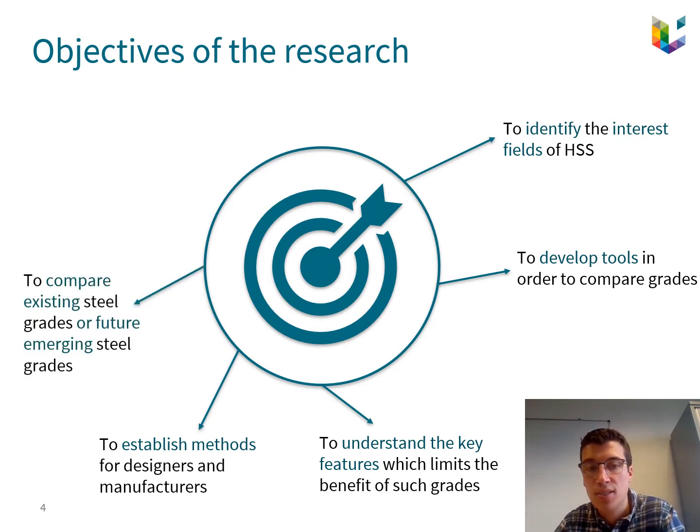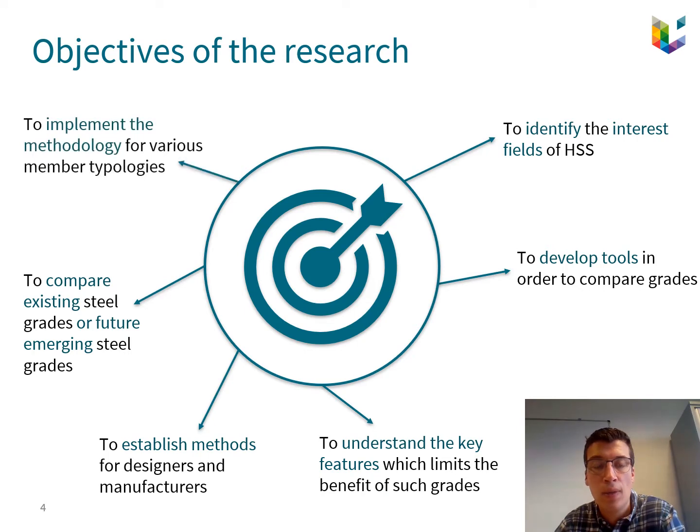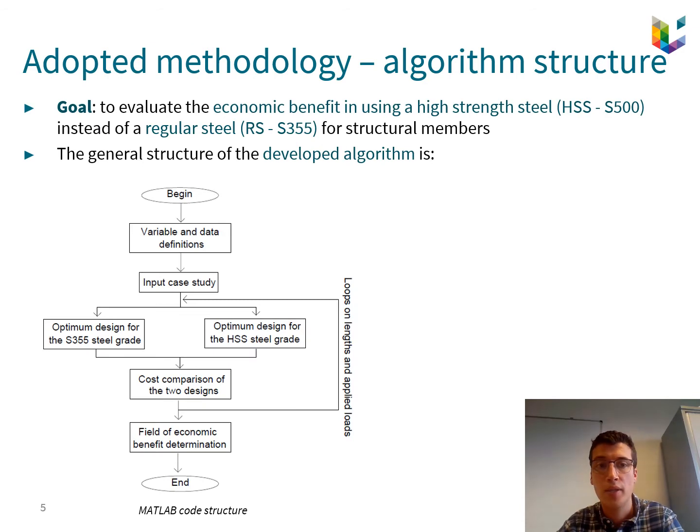To compare existing steel grades or even future emerging steel grades, because some grades are not existing yet in the European steel market. And to implement the methodology for various member typologies. As a reminder, the main goal of this study is to evaluate the economic benefit in using a high-strength steel instead of a regular steel for structural members. In this presentation, the S500 will be considered as the high-strength steel grade, and the S355 will be considered as the regular steel grade.